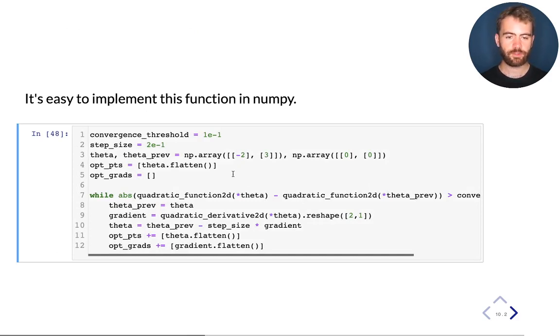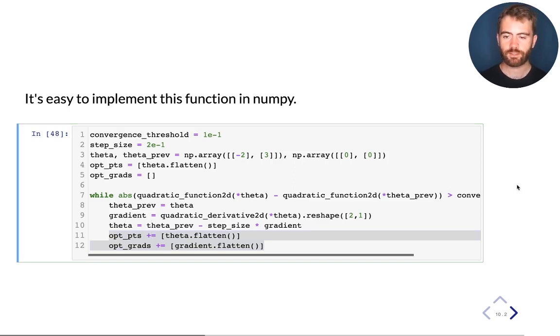Here I have defined a few parameters such as the convergence threshold and the step size, and I've initialized the values of theta to a certain value. And again, while the function is still converging, I keep repeating this rule that you saw in the previous slide. This line is exactly the same as in pseudocode, and the only additional lines that I added here are these two, in which I'm storing the points and the gradients that you see here, and that we visit as we search for the minimum of this function.